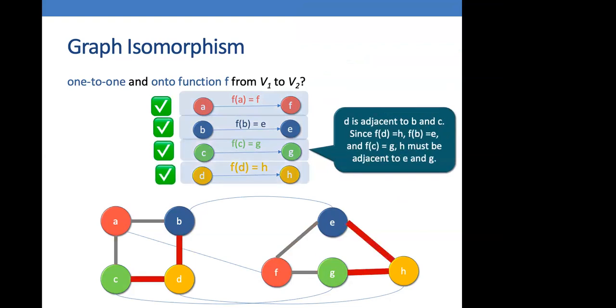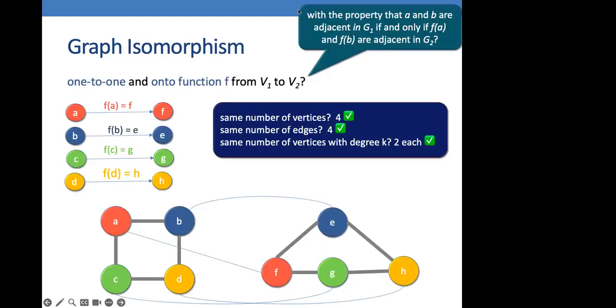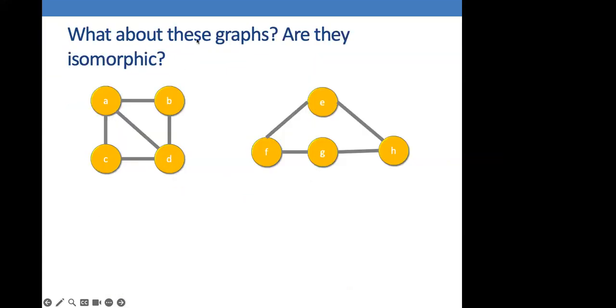Okay, now moving on. In summary, we can say that this graph G1 is isomorphic to graph G2 since they have the same number of vertices, which is equal to 4, and the same number of edges, which is also equal to 4, and the same number of vertices of degree k. So if you look at every edge that is incident to every vertex, it is equal to 2 in graph G1, and it is the same with graph G2. All right?